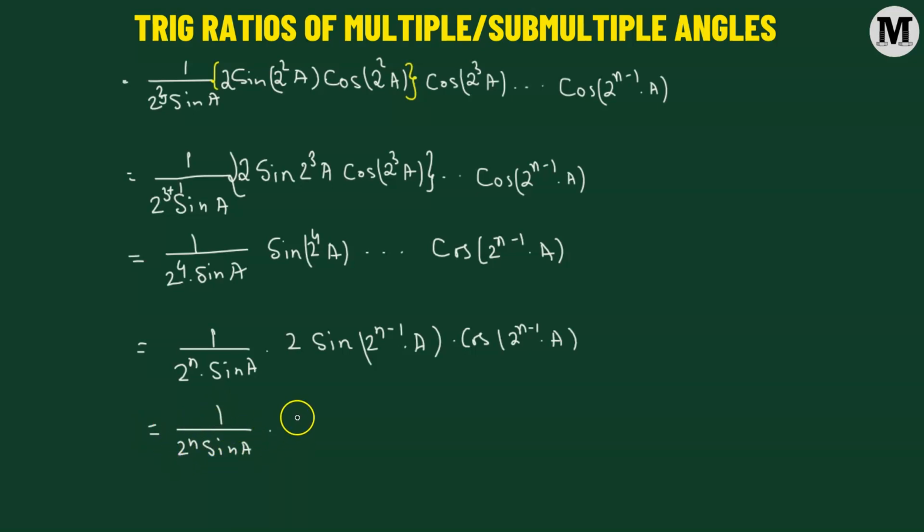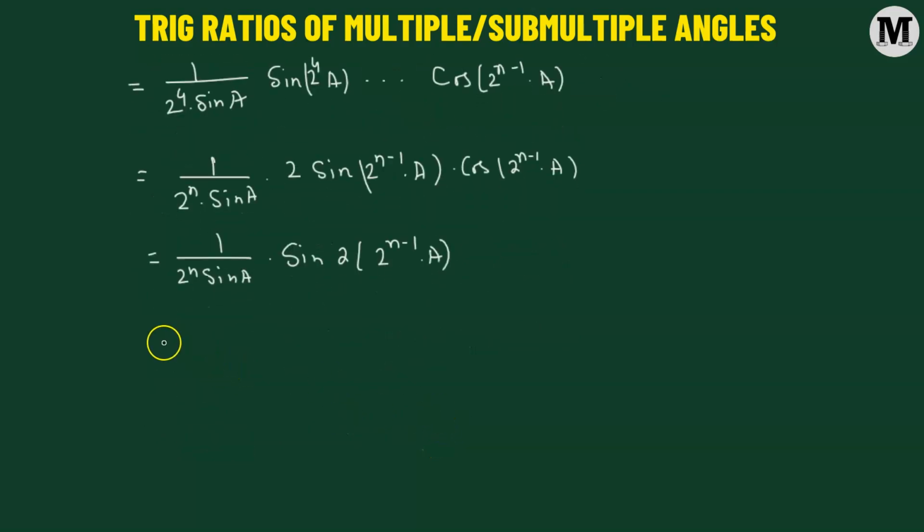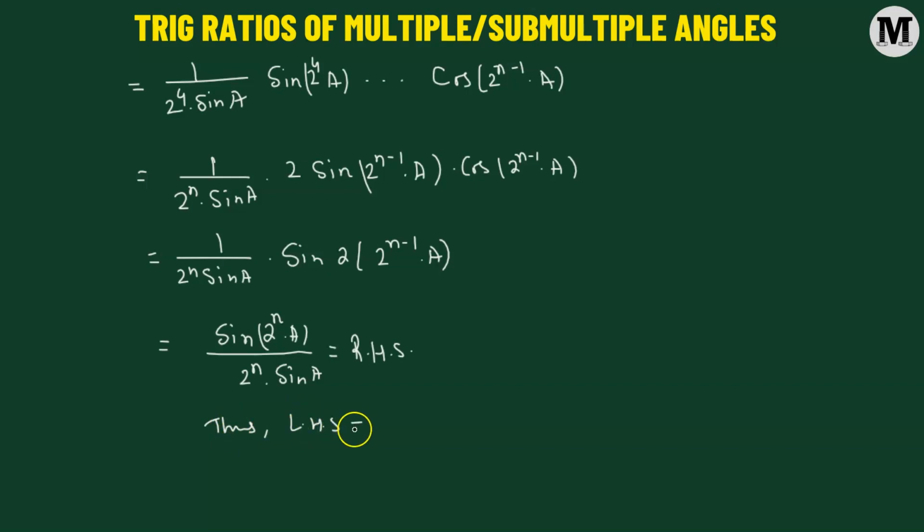So that means now we can generalize it, and we will see that the last will become 1 over 2 raised to the power of n times sine A, and then we will be left with 2 times sine of 2 raised to the power of n minus 1 times A multiplied to cosine of 2 raised to the power of n minus 1 times A. If we apply the formula, we have 1 over 2 raised to the power of n times sine A multiplied to sine of 2 times 2 raised to the power of n minus 1 times A. Now, 2 times 2 raised to the power of n minus 1 is simply 2 raised to the power of n. So in the numerator, we get sine 2 raised to the power of n times A, divided by 2 raised to the power of n times sine of A. And this is the expression on the right hand side. Thus, we have successfully shown that the left hand side of the given expression equals the right hand side, hence proved.